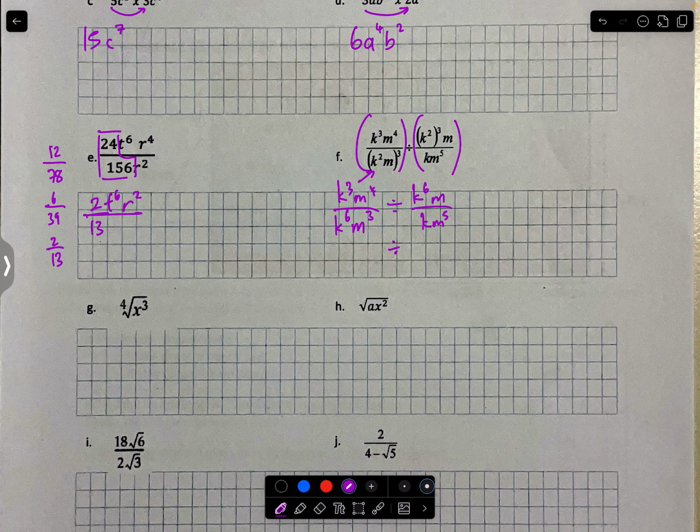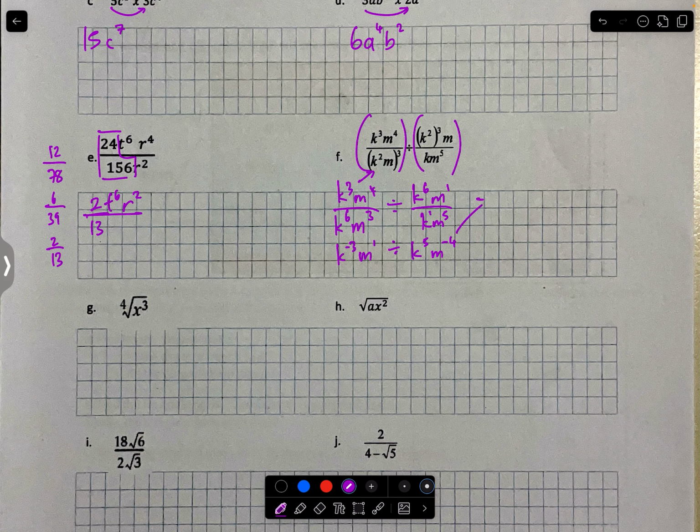k to the 3 take 6. k to the negative 3. m to the 4, m to the 3, m to the 1. k to the 6 over k to the 1. That's going to be k to the 5. m to the 1, m take 5. m to the 1 take negative 4.